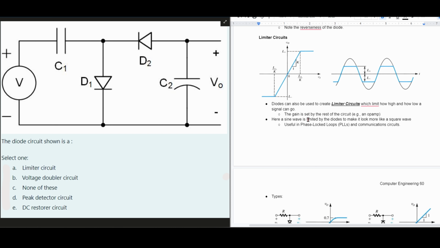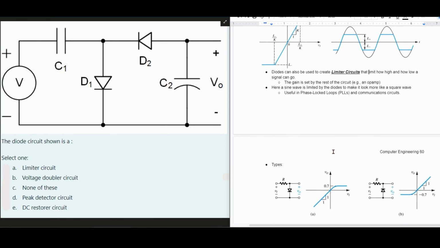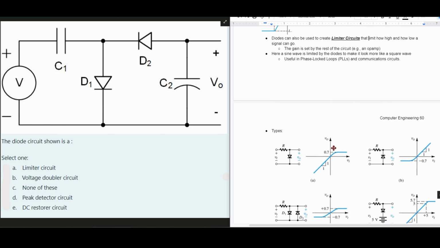So diodes can be used to create limiter circuits. They limit how high and how low a signal can go. We can see that with the sine wave right here. The gain is set by the rest of the circuit, which is an op amp that can be used. Here, on the right, a sine wave is limited by the diodes to make it look more like a square wave, and this is helpful in phase locked loops, PLLs, and communication circuits.